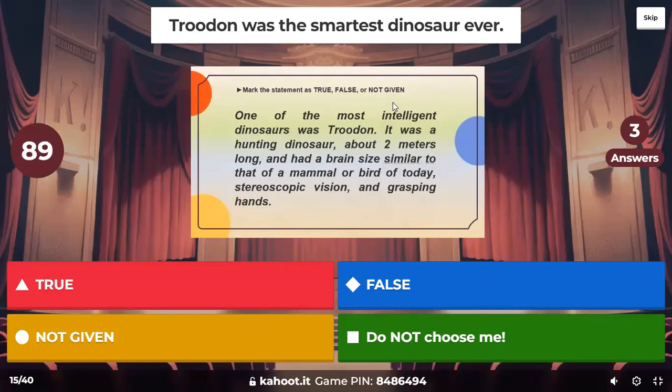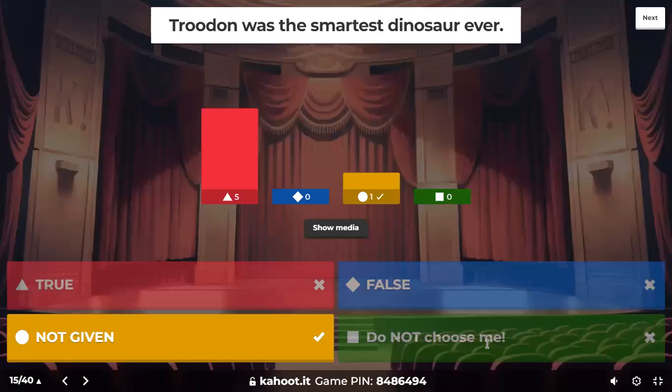How would you mark this statement? True, false, not given. Do not choose me, this is wrong, guys, okay? Because I have only 3 options, I write anything here. True? Oh my God. There is nothing in the text that supports this.